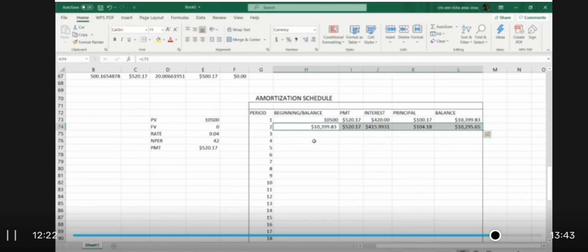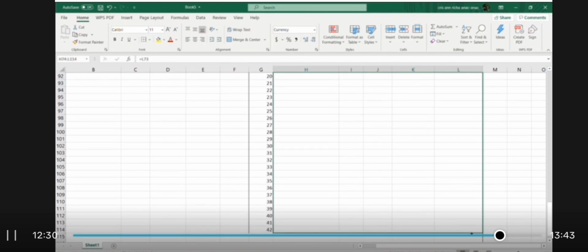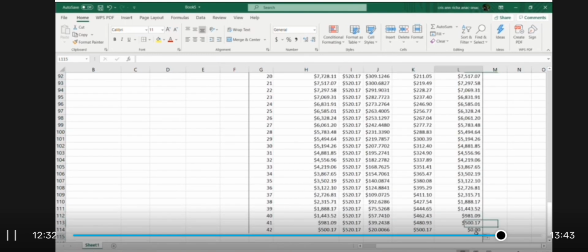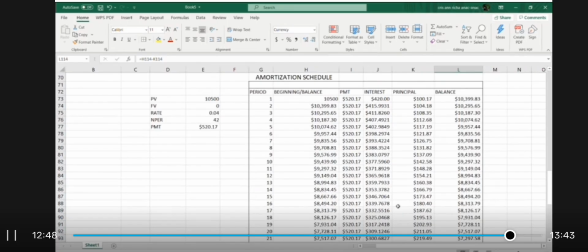In order for you to easily calculate it without typing it one by one, you just simply select the cell, then grab it downward until the end. Okay, note that if this is equal to 0 at the lower right side, it means your amortization schedule is correct. Then we are done with our amortization schedule. Thank you.